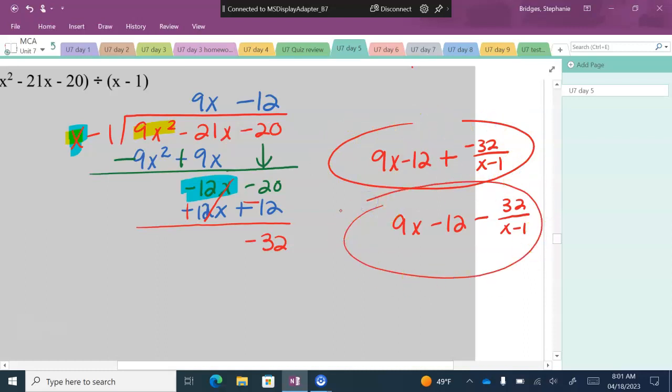Make sure your signs are correct. I saw, I think, 1 or 2 people that missed the whole negative 12 thing, put positive 12 there, but just be careful with those. If you take it slow, one step at a time, that's how you help not to make any mistakes instead of trying to rush through.